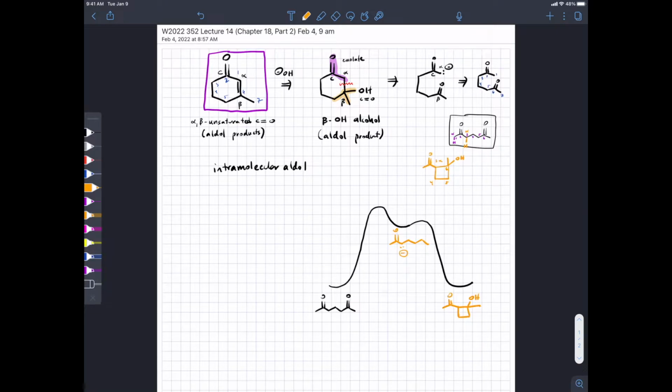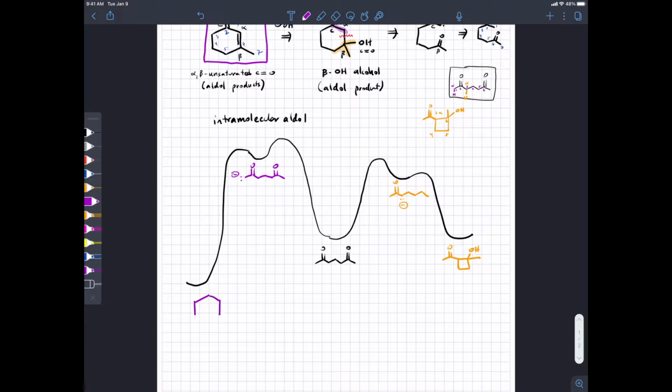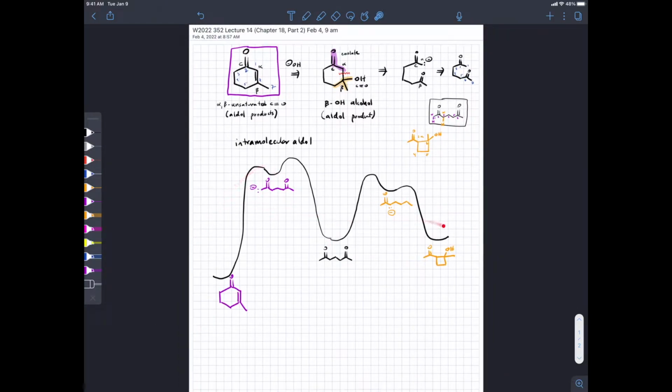Whereas here, if you remove the less substituted alpha proton, you do have to go through the less substituted enolate, which is less stable, which is why I've drawn it higher in energy. But that will lead to the more stable 6-membered ring product. And provided we have enough energy to go over all of these transition states and explore every minimum, we're going to get the more stable product, even though it passes through a less stable intermediate.